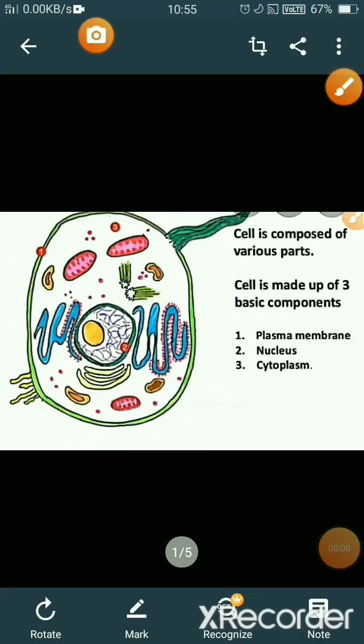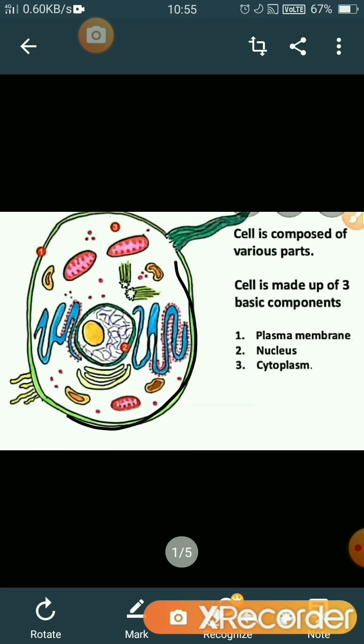Good morning, students. So now we discussed what the structural organization of a cell is, or what the cell is made up of. So a cell is made up of mainly three components. First is the plasma membrane, second is the nucleus, and third is the cytoplasm.